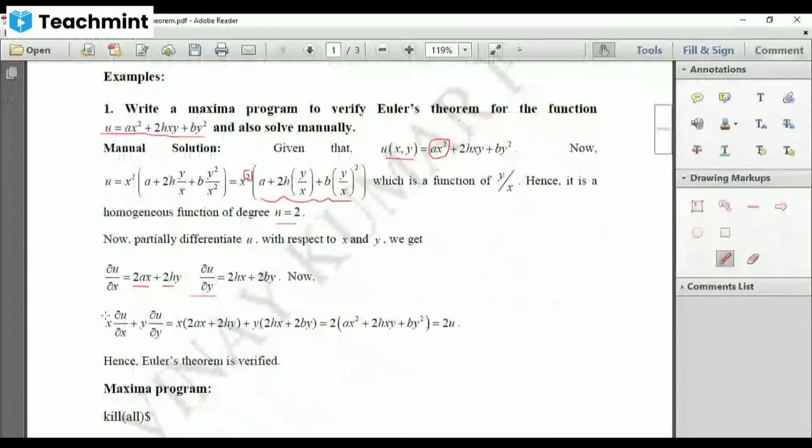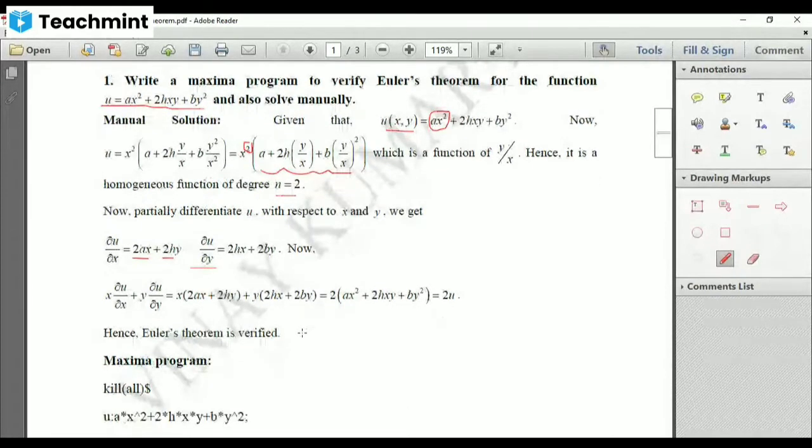That is x into ∂u/∂x plus y into ∂u/∂y is equal to x into, substitute what is your ∂u/∂x, plus y into ∂u/∂y. Here you will get 2ax² plus 2hxy plus 2hxy plus 2by². So in all of them, 2 is common. If you take out 2 outside, then you'll get 2 into (ax² plus 2hxy plus by²). But this is nothing but our u. So I can write this one as 2 into u. That is what we have to prove.